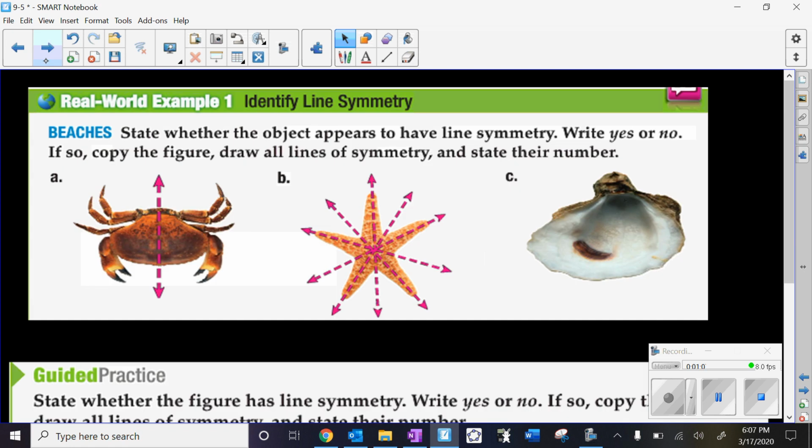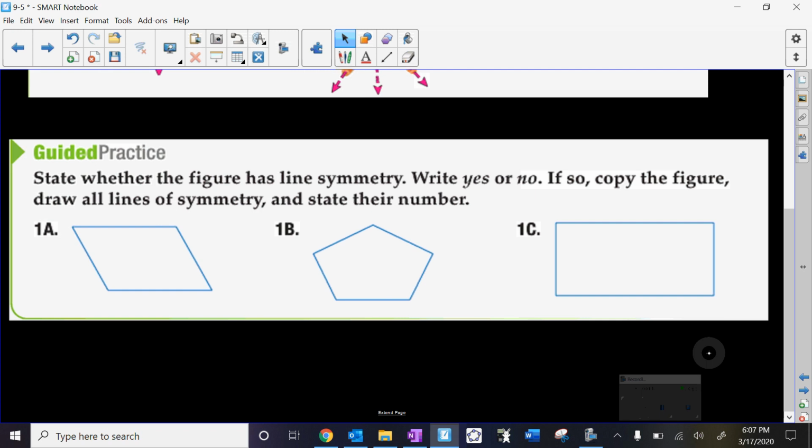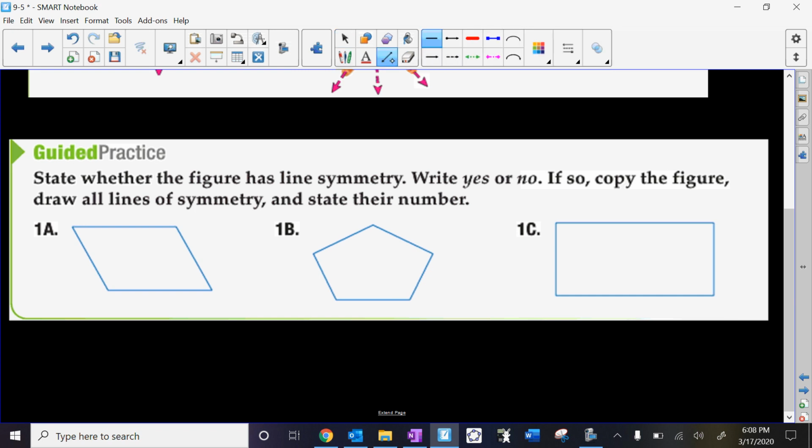So looking at these over here, your job is to figure out how many lines of symmetry can I draw on each shape. So we're going to look at 1B first and C, and then we'll come back to letter A. B has one line of symmetry, and it would be the one that goes straight down the top. Notice I missed it a little bit, but it would go directly over the top of it.